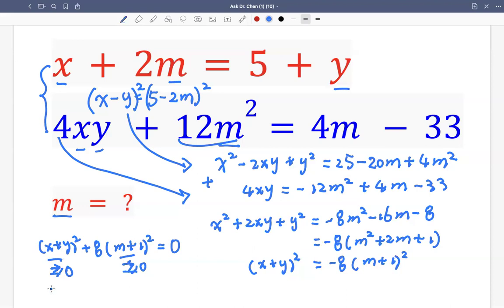The first one squared being 0 gives us x equals negative y. The second one, m plus 1 equals 0, gives us m equals negative 1. And our goal is to solve for m. And that's it. m equals negative 1.